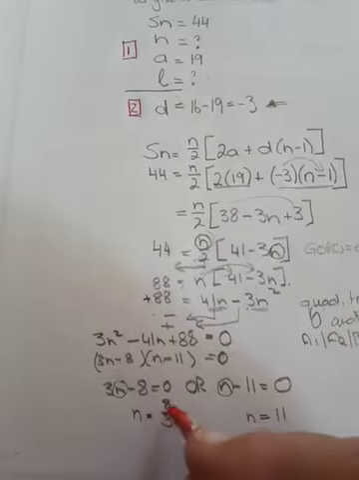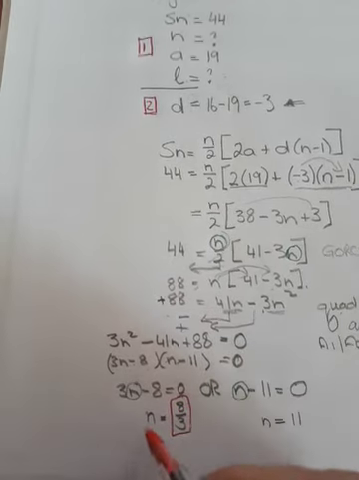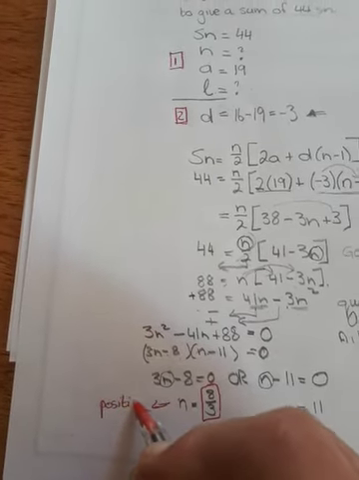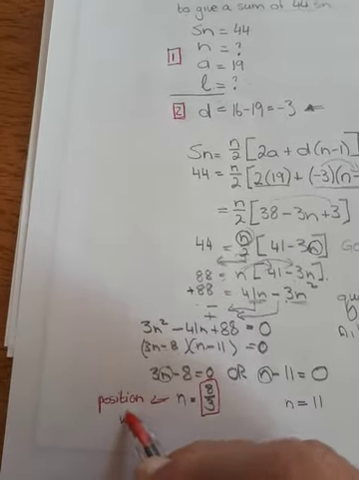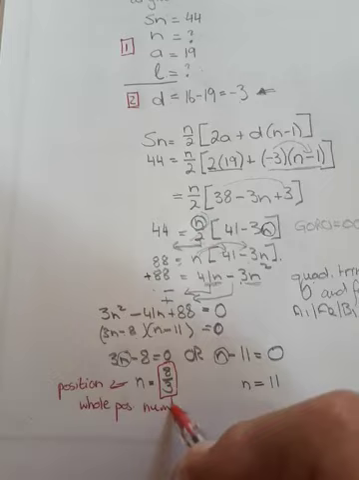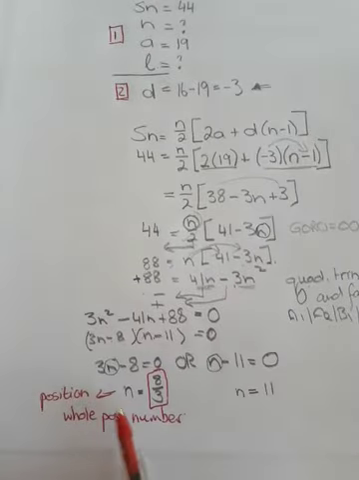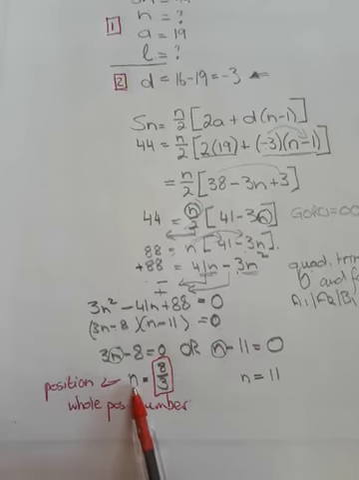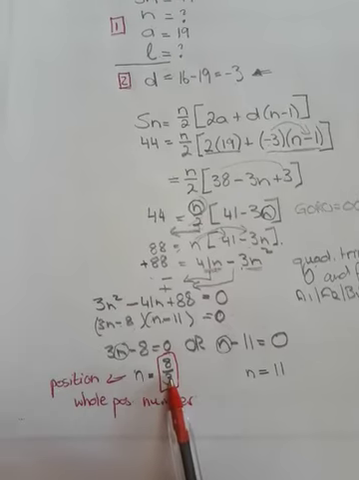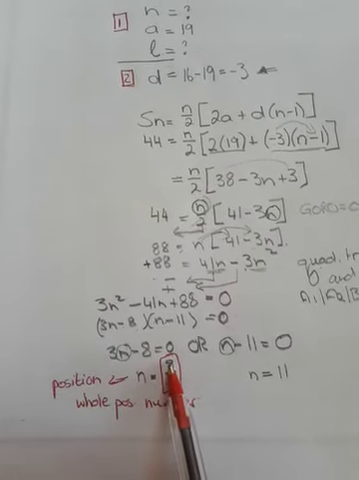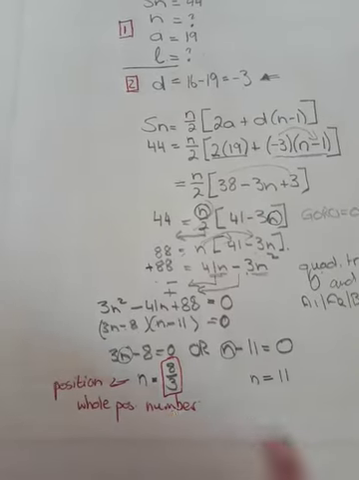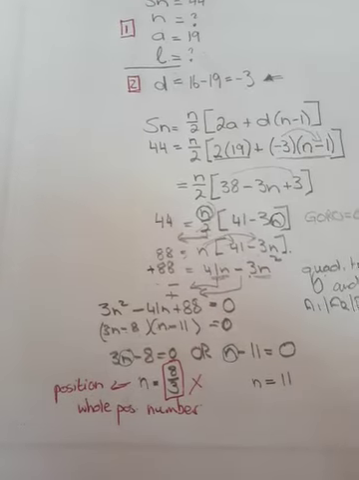Okay, now something really important. n, people, gives me a position, right? Which means the position must be a whole positive number. I explained in previous videos that the position is like a race. Who comes first, second, third, and fourth? And if you think of that, then it makes no sense. You can't have the 8/3 position. You must have a whole positive number. So this one is not a relevant answer, people.